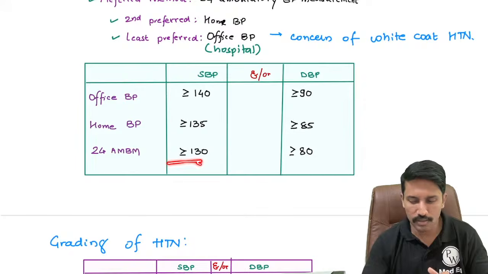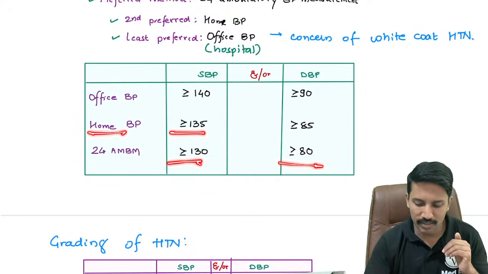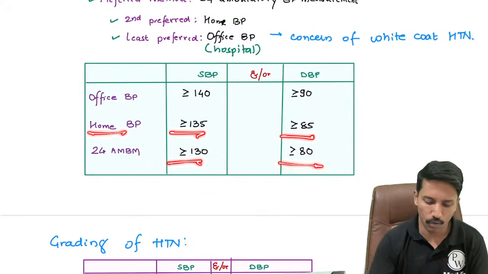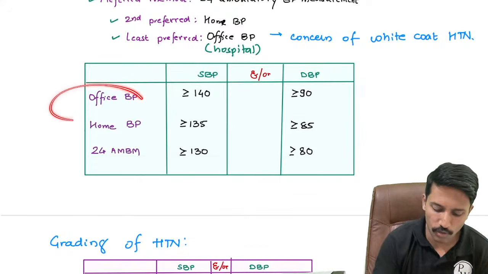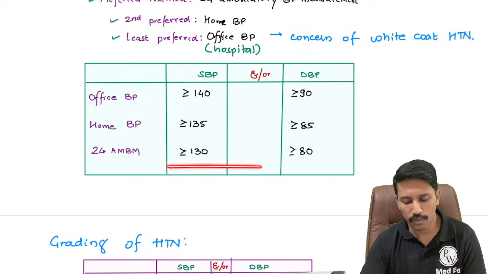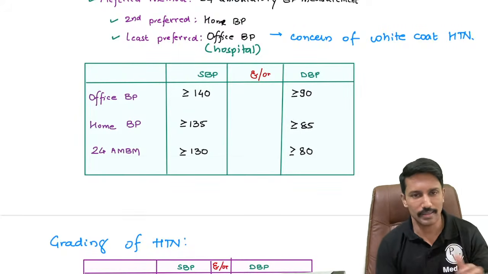So write it as 130/80. Now add 5 for home BP: 135/85. Add 5 more, which is a famous number for all of us: 140/90 for the hospital record. So recorded in the hospital, 140/90; recorded at home, 135/85; 24-hour recording, 130/80. So that completes our diagnostic cutoff, 2 marks done.